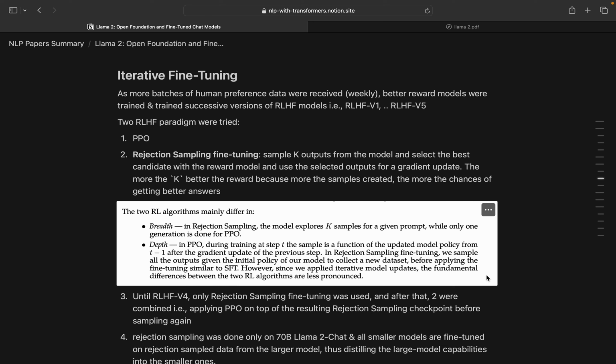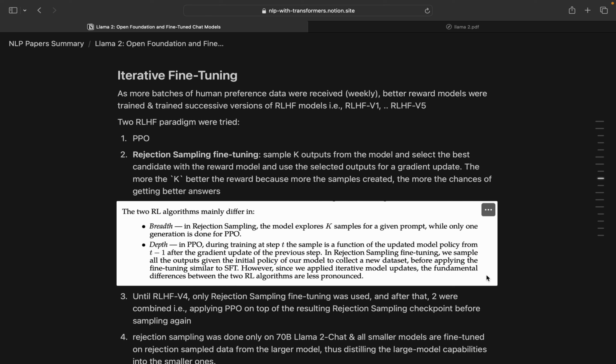So there are two RLHF paradigms they have tried. One is PPO and the second one is rejection sampling. We know PPO is something OpenAI worked on in 2019, and they have applied this in various kinds of models, including GPT-3.5 and GPT-4 too.